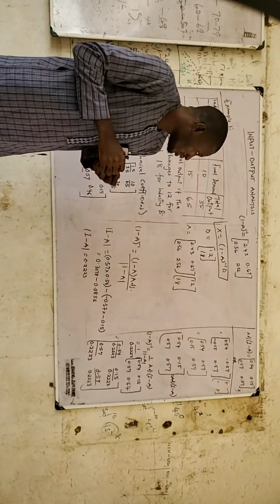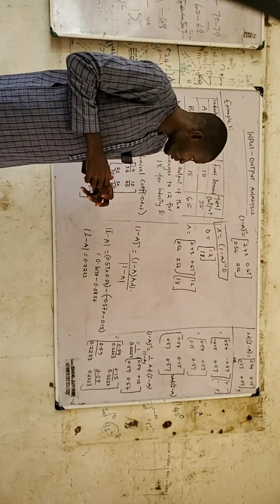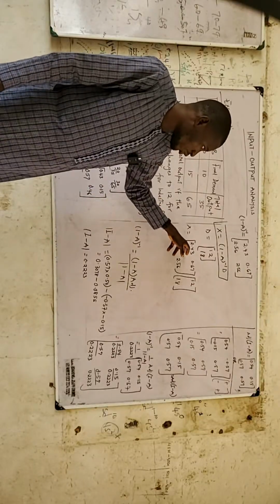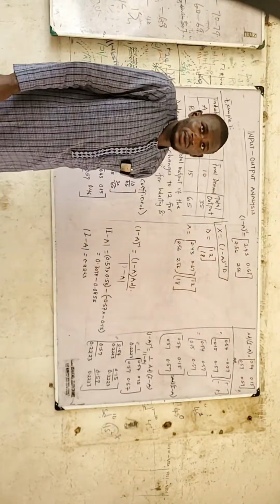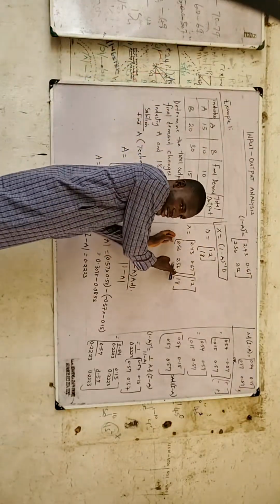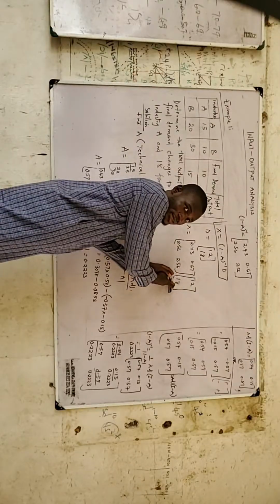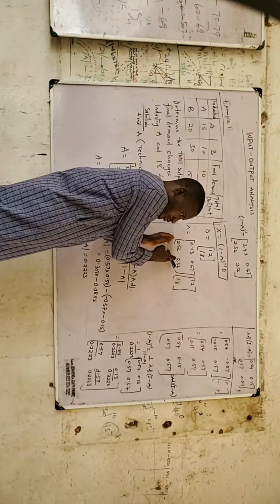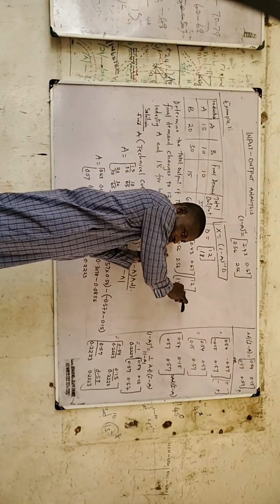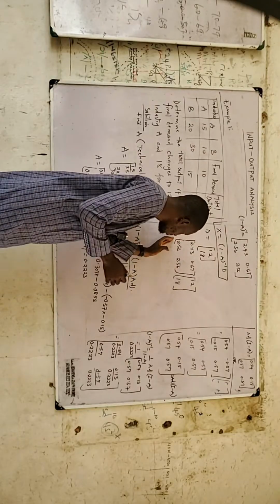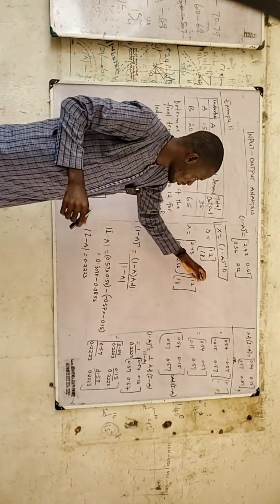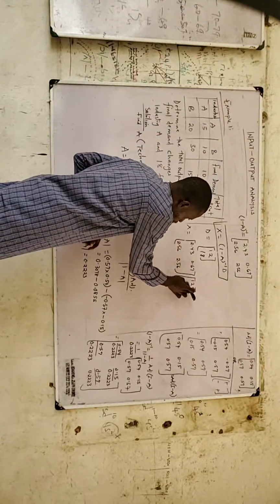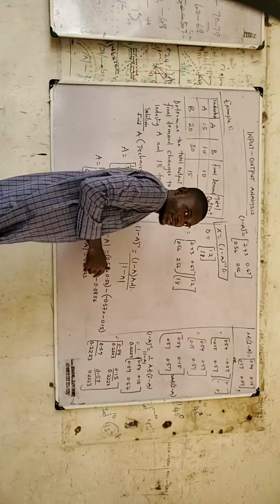Now the rule for matrix multiplication is that the columns of the first matrix must be equal to the rows of the second matrix. Here, this is the first matrix. This one is the second matrix. The columns of this one are 2 columns, the rows of this one are 2 rows. Row 1, row 2. So you can multiply.